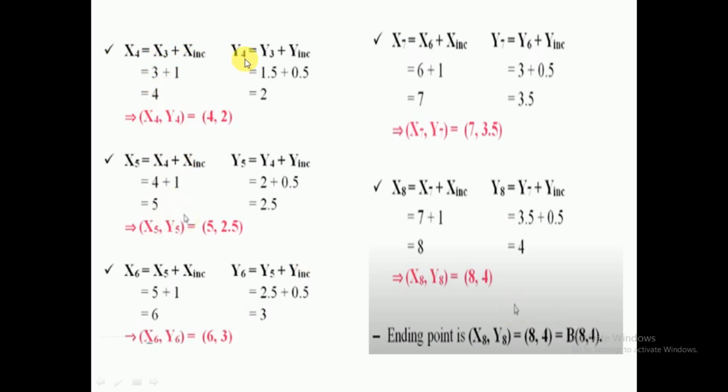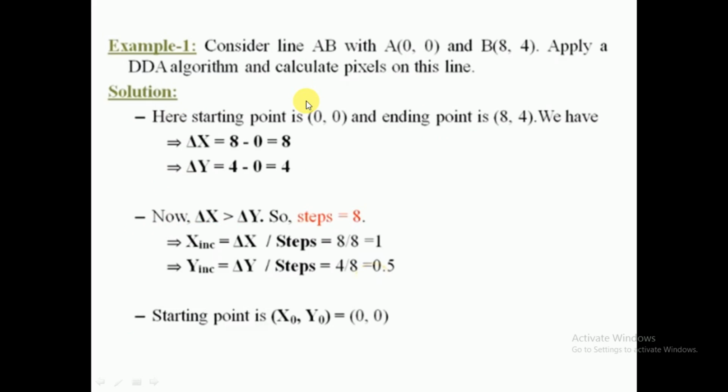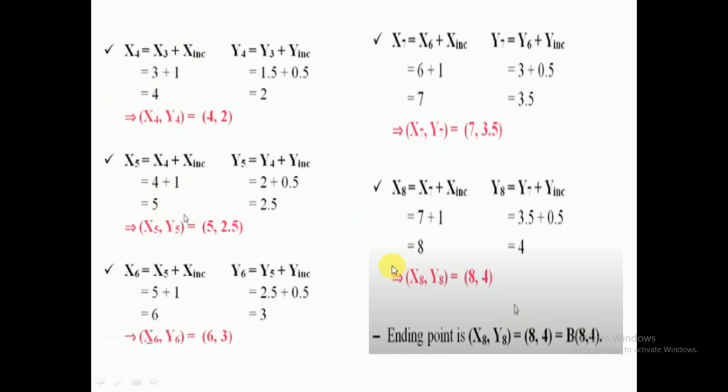Then what is y3? y3 is 1.5, because every time you are adding 0.5. The previous y is 1.5, and the y increment is always 0.5, so that is 2. Then x4, y4 is 4, 2.